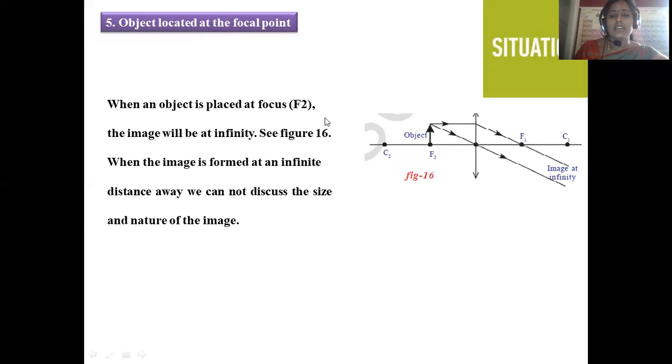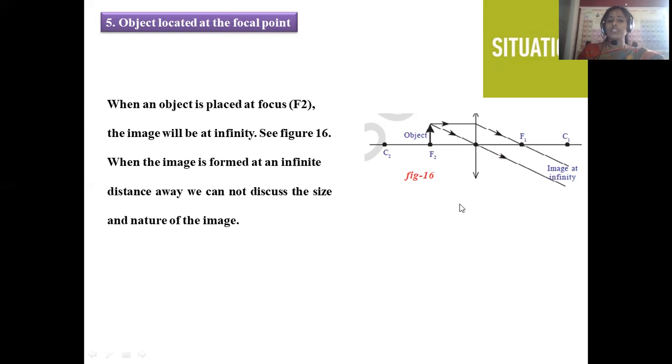These are the conditions, and we are going to apply another condition: the object kept exactly at the focal point. When the object is placed exactly at the focal point, again you get two rays of light. One is parallel to the axis, the second crosses the optical center. The image formed will be at infinite distance. You are not able to see the image if the object is kept at the focal point.